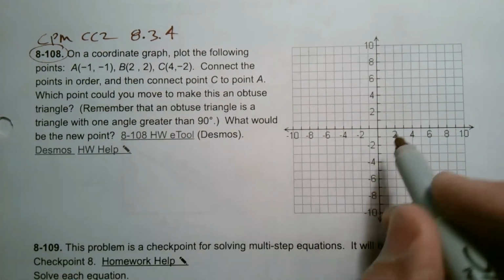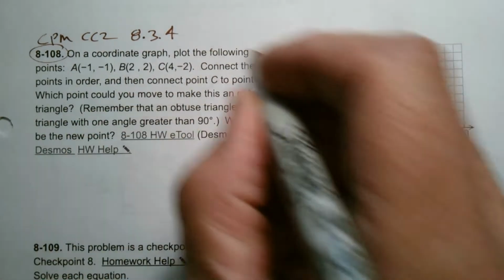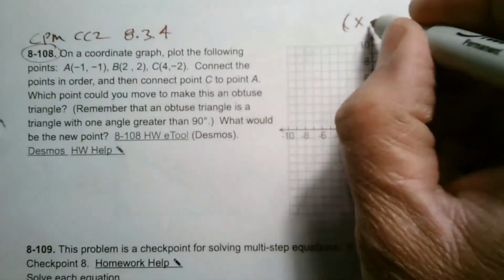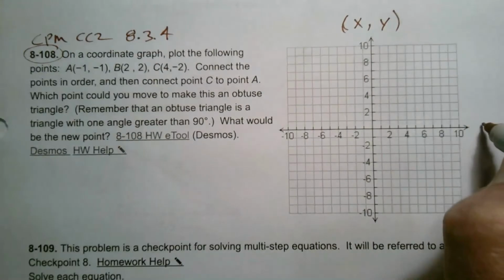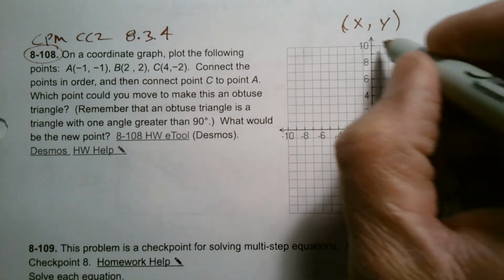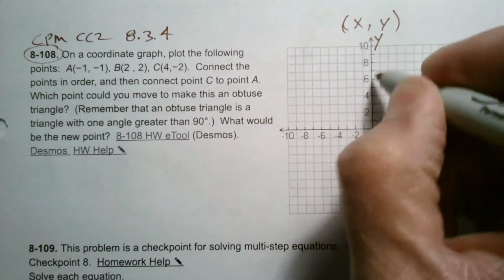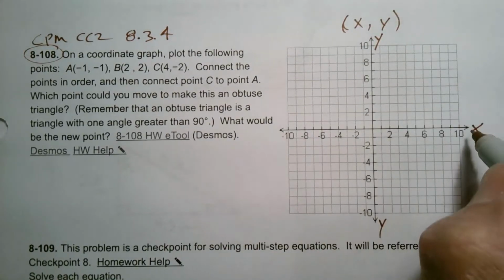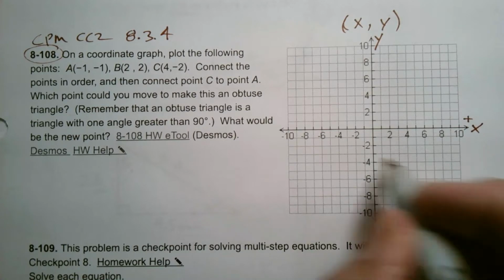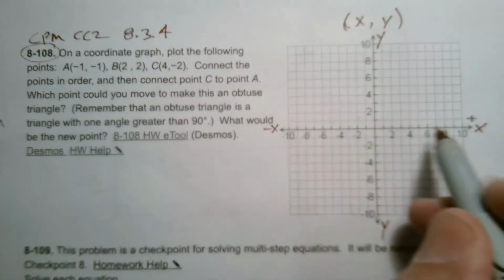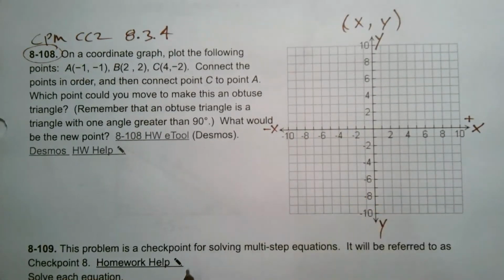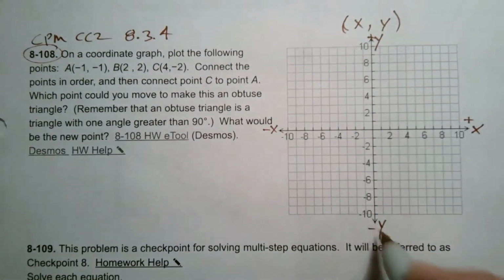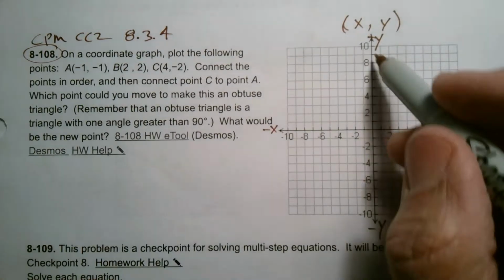So A is at (-1, -1). Remember, when you graph, all your coordinates are listed x comma y, and this is the x-axis, and the horizontal or the vertical axis is the y-axis. Notice my numbers too. This is the positive x-axis, and this is the negative x in this direction. Positive this way, negative this way. Positive up, right? So positive y up, negative y down.